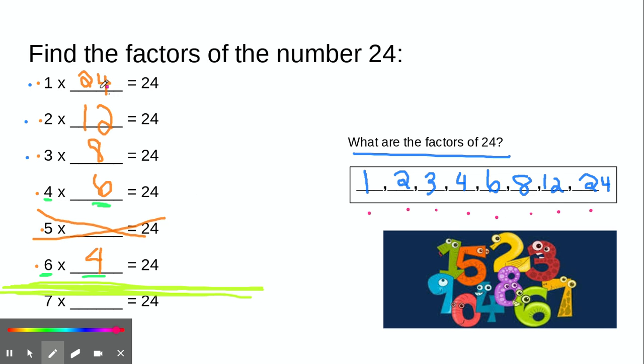So basically what we do is we're going to ask ourselves 1 times what number is 24? Then we move on to our 2, 3, and basically just work your way down the list. And once you stop, either you start repeating or else you get to the bottom, then you're going to list your factors over here.